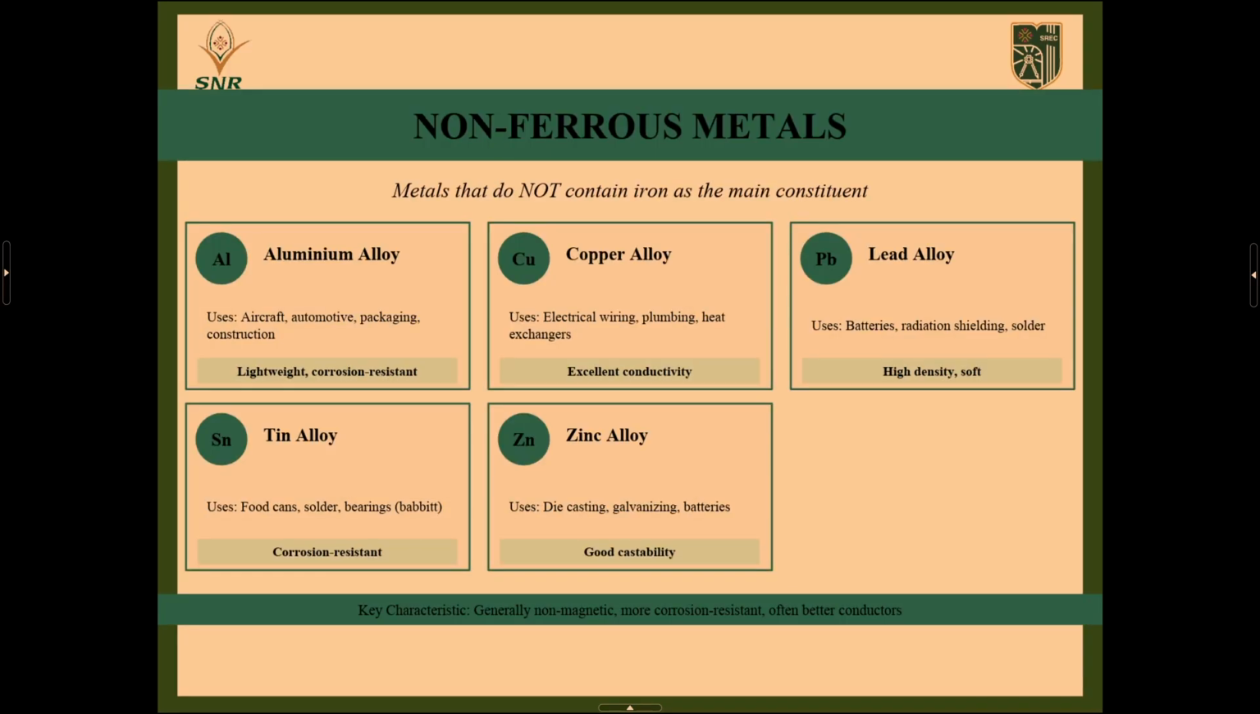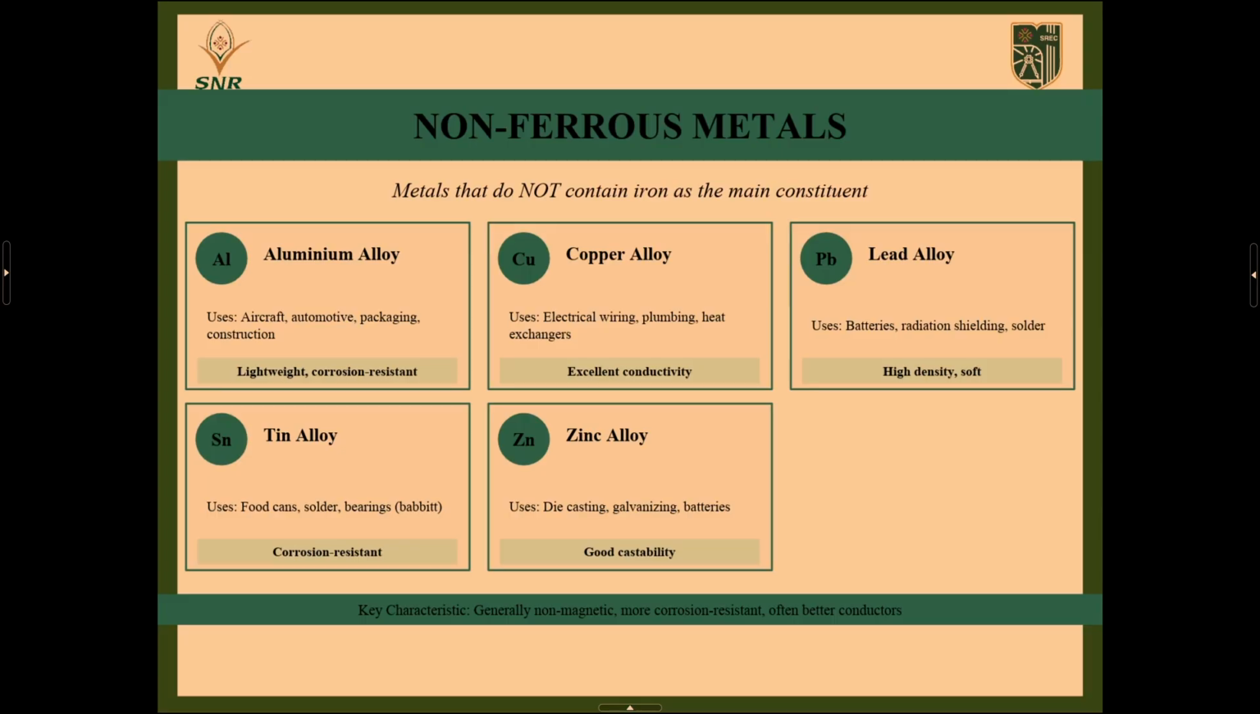Coming to non-ferrous material: metals without iron as the main constituent. Some important characteristics: generally non-magnetic, more corrosion resistant, many are excellent electrical and thermal conductors, and several are lightweight. Aluminum alloy is lightweight and corrosion resistant with an excellent strength to weight ratio, so it is used in aerospace, automotive and packaging industries. Copper alloys are among the best electrical and thermal conductors available. We use copper alloys in electric wiring, motors, transformers, heat exchangers and plumbing applications.